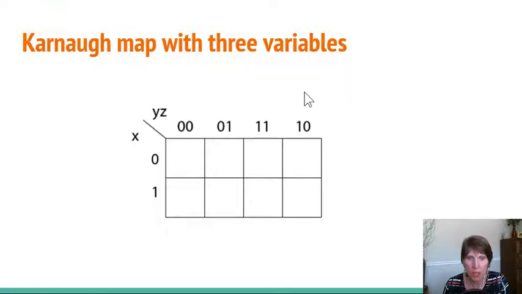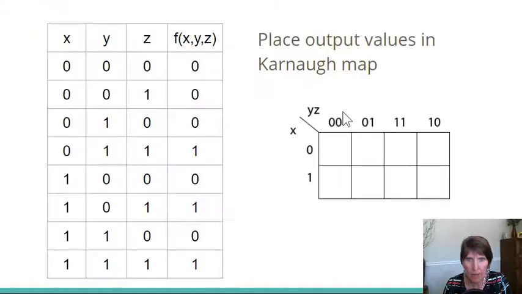So this is what a Karnaugh map looks like with 3 variables. And let's go ahead and map this. So here we have an input-output table with 3 variables, and we can map that directly to the Karnaugh map.